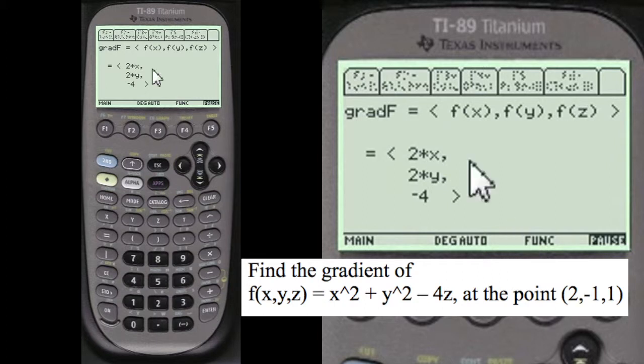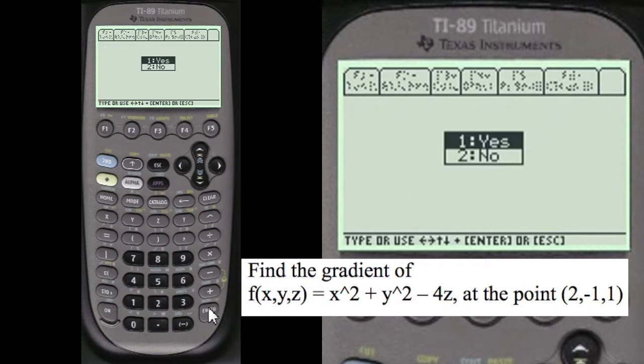And in the gradient we're doing the function with respect to x, called partial derivatives, and the function with respect to y, and then the function with respect to z. So here's the gradient: 2x, 2y, and minus 4.